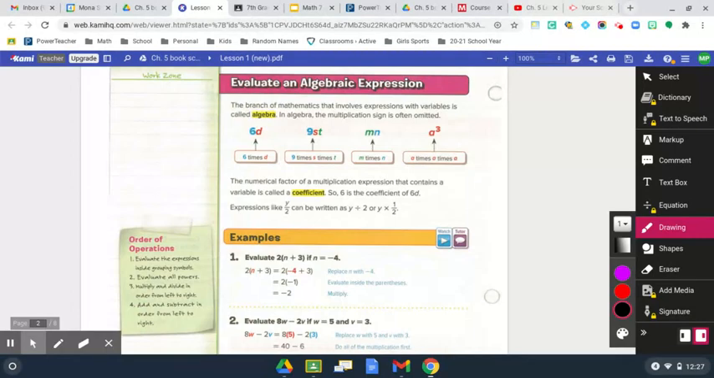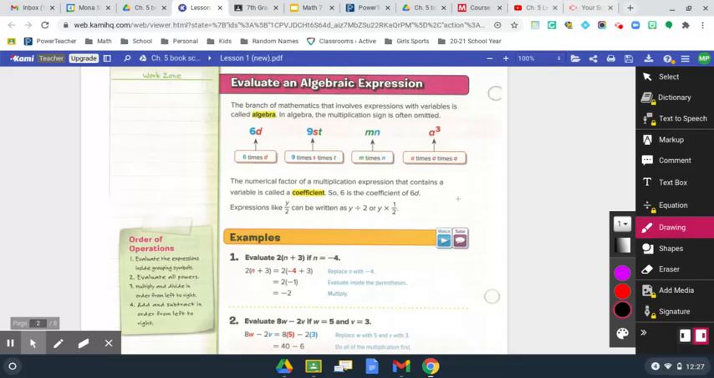And what I mean by that is the number and the variable are right next to each other. For example, 6D. It just means 6 times D. You don't see the multiplication sign in between the number and the variable. The next one, 9ST. 9 times S times T. MN. M times N. And then A to the third power means A times A times A. You take whatever the value is of A and you multiply it by itself 3 times. So again, that'll be important as we do some examples next.